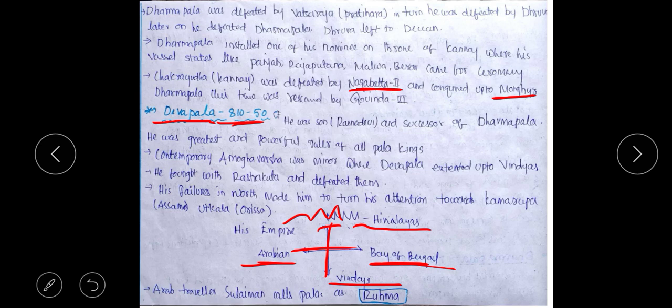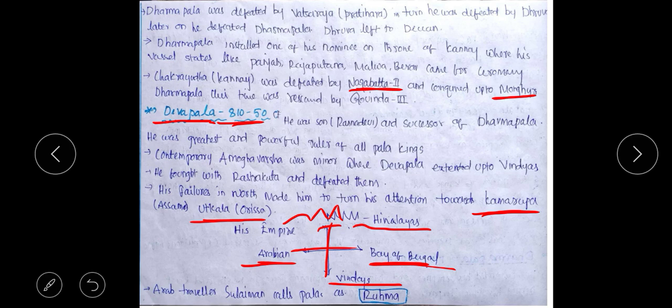In the east we see Assam. Assam at that time was known as Kamarupa, and he also focused on Orissa, that is Utkala. Orissa's old name is Utkala. So he turned his attention towards these two regions.